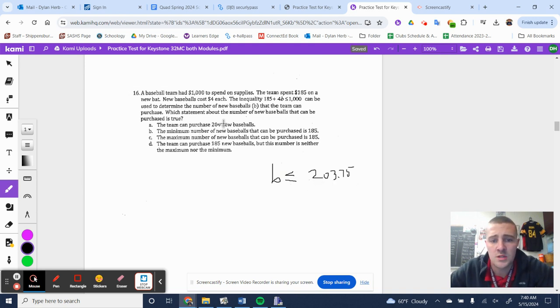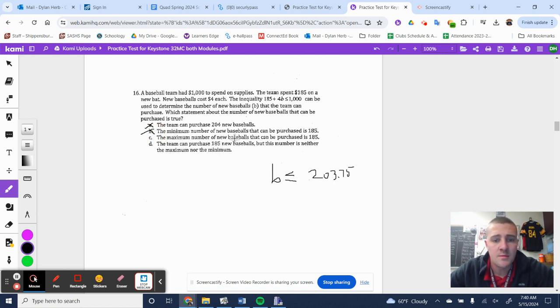So it says they can purchase 204. Not true, because it's got to be less than 203.75. That is more than. The minimum number of baseballs that can be purchased is 185. That's not true either, because minimum means that's the smallest number that they can purchase, and they could purchase 203 or 202, so that doesn't work either.